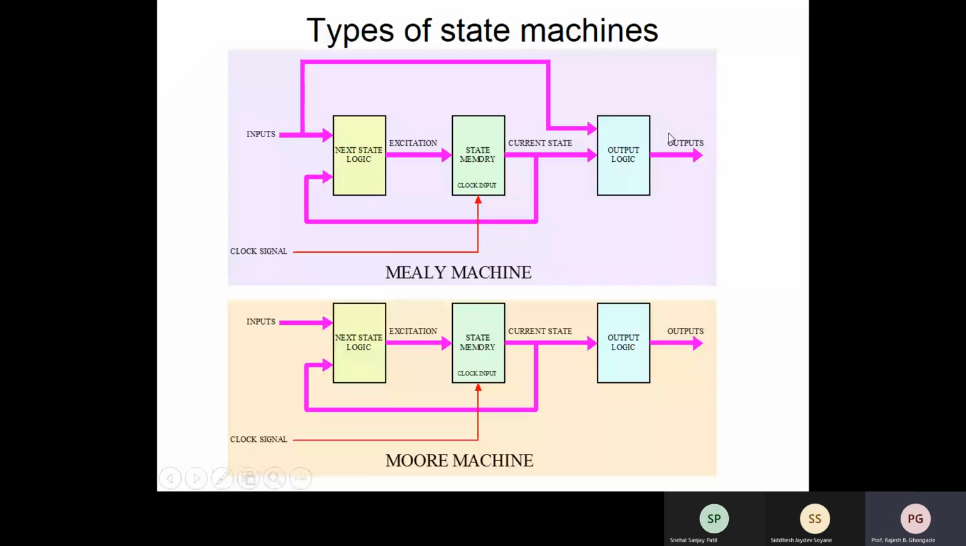The output is generated as what? A combination of input as well as the current state. Remember this: input as well as the current state. Whereas in a Moore machine, the output is based only on the current state. This is the major difference.